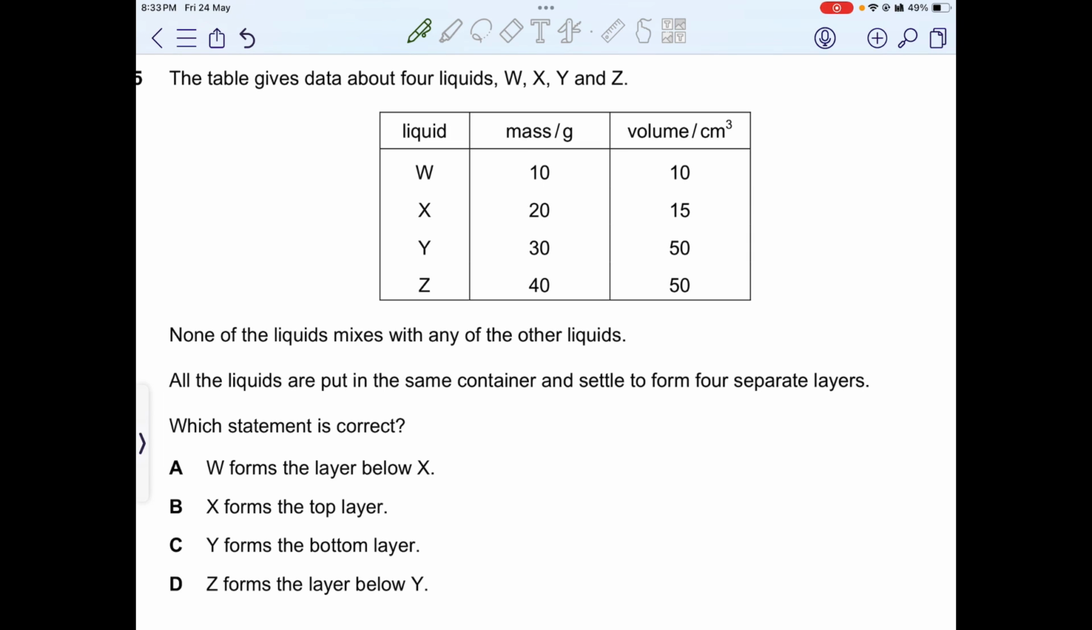Density is mass divided by volume. Density of W, 10 divided by 10 is 1. 20 divided by 15 would be 1.33333. 30 divided by 50, okay, let me just work that out, 30 divided by 50 is 0.6. And 40 divided by 50 is basically 0.8.